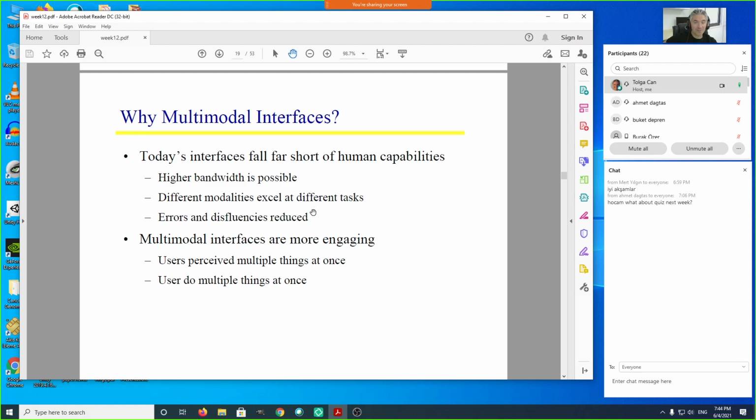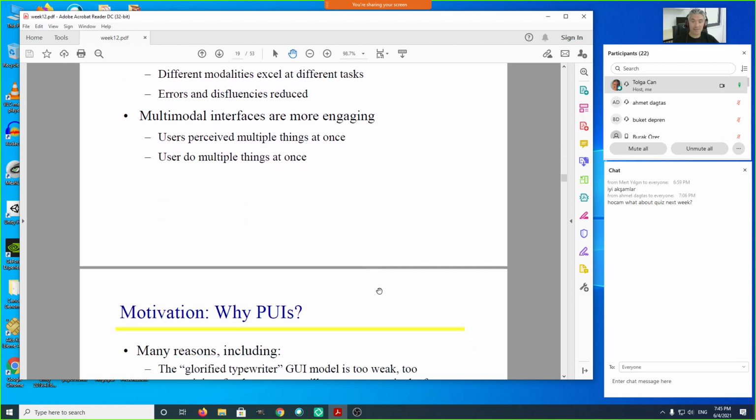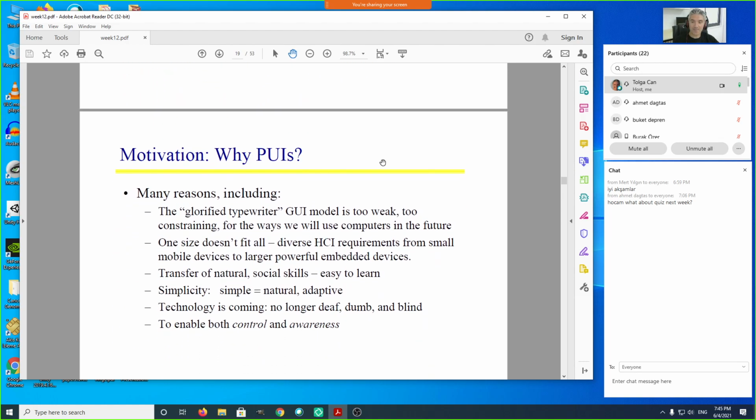And when you use multiple information channels simultaneously, certain ambiguities may be resolved and errors may be reduced. If you use both speech and, for example, vision together for speech recognition, such errors may be reduced. And multimodal interfaces are more engaging, meaning that users can do multiple things at once in this way.